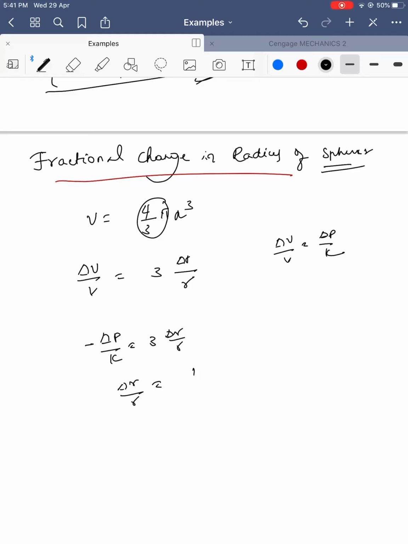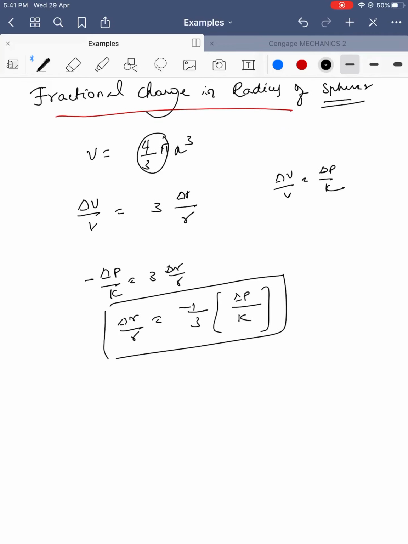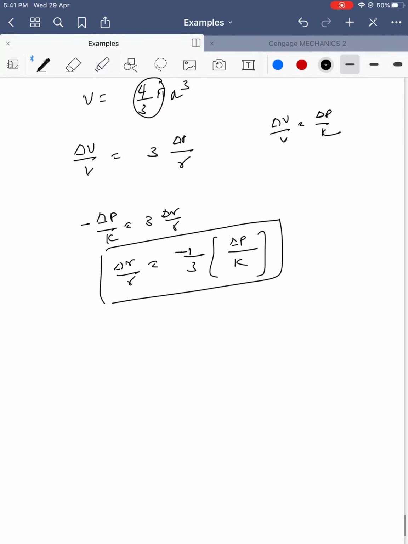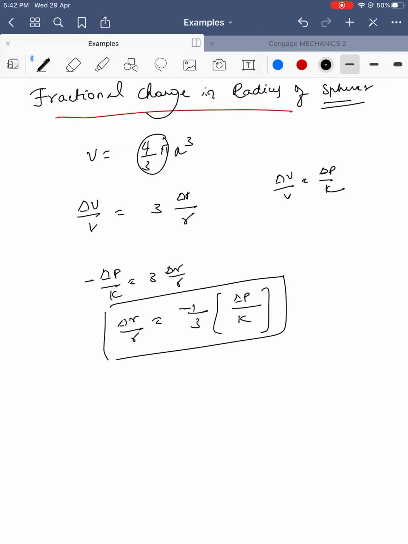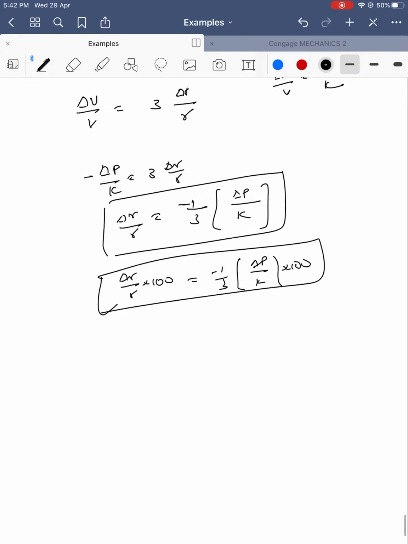Delta R by R is equal to minus 1 by 3 times delta P by K. What does the minus sign indicate? Reduction in radius. If they ask you the percentage change in radius, delta R by R into 100 is equal to minus 1 by 3 delta P by K into 100. So this is how we have to simplify.